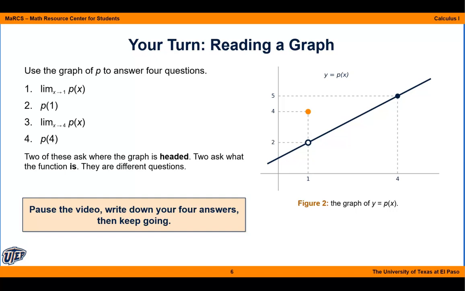Remember that 2 of these questions ask where the graph is headed, while the other 2 ask where the function actually is. Those are different questions. Pause the video now, write down your 4 answers, and then continue when you are ready.